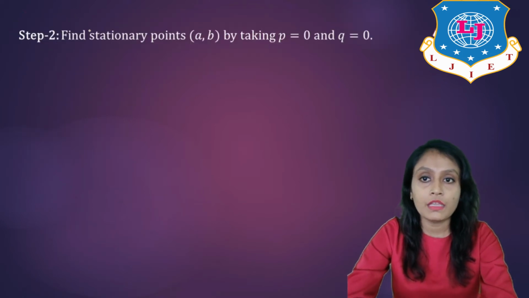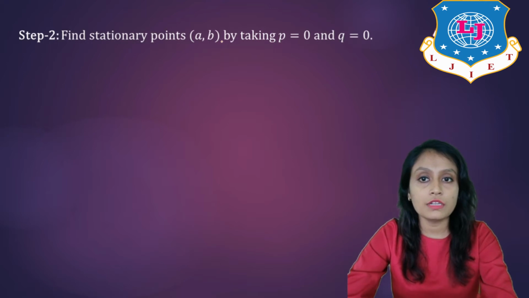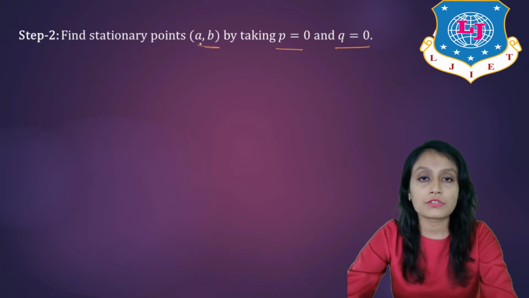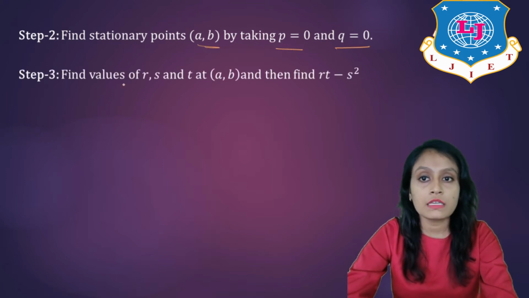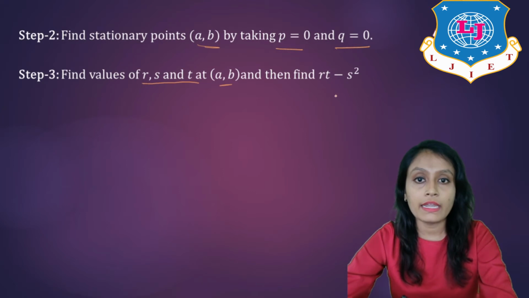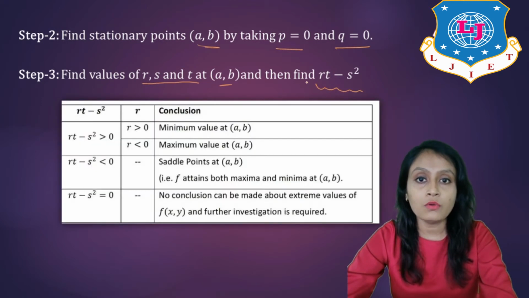Next we will find stationary points by taking P equal to 0 and Q equal to 0. Okay, so we have to take these two equal to 0. We have to solve these two equations to get stationary points. Next, we will find R, S and T at this particular point (a, b). Okay, and then we will find this RT minus S square. Now, depending on this RT minus S square, we will get the conclusion.